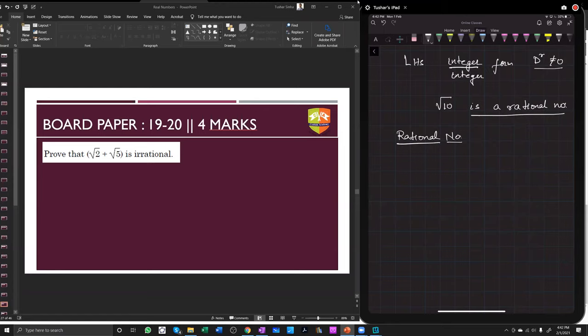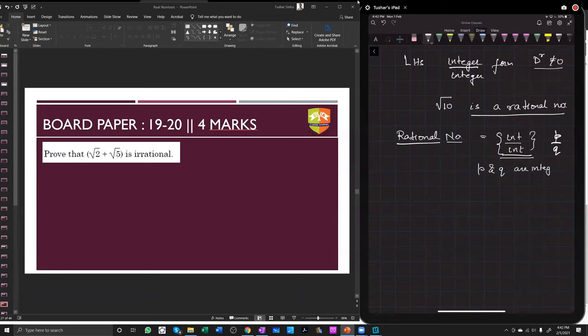So that is the first question. Understood. So a rational number is defined as integer by integer, first of all, where the denominator cannot be zero because that expression is not defined. And it has to be in reduced form, which means they must be co-prime. So P by Q, where P and Q are integers.